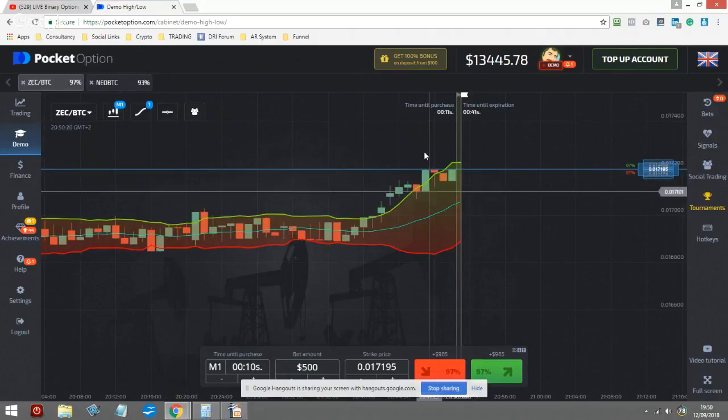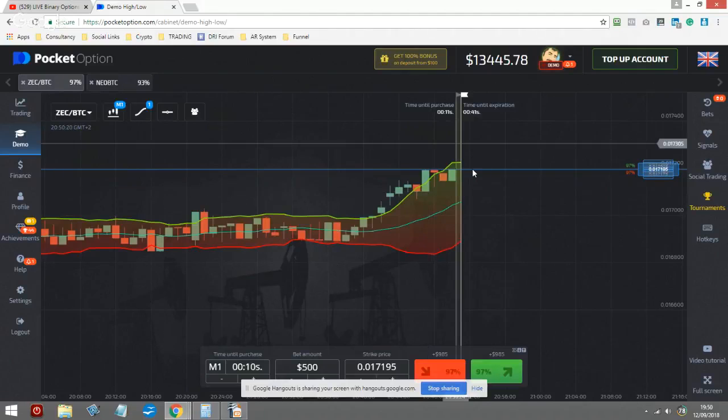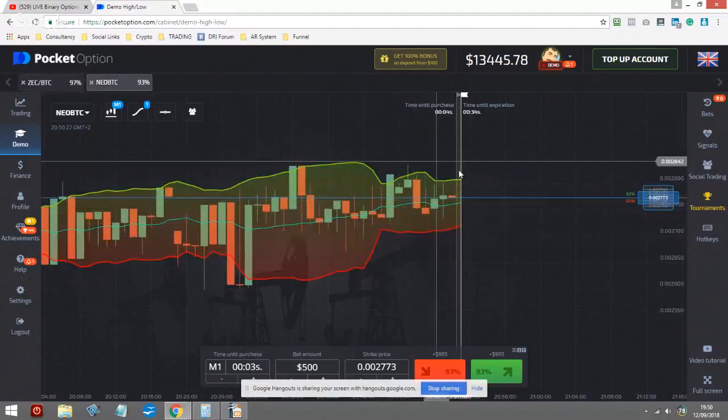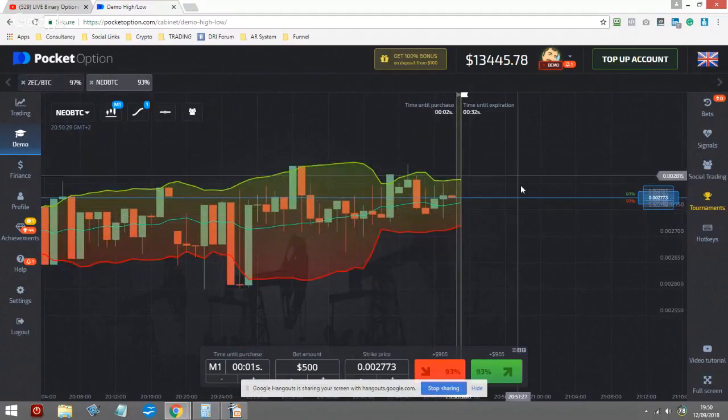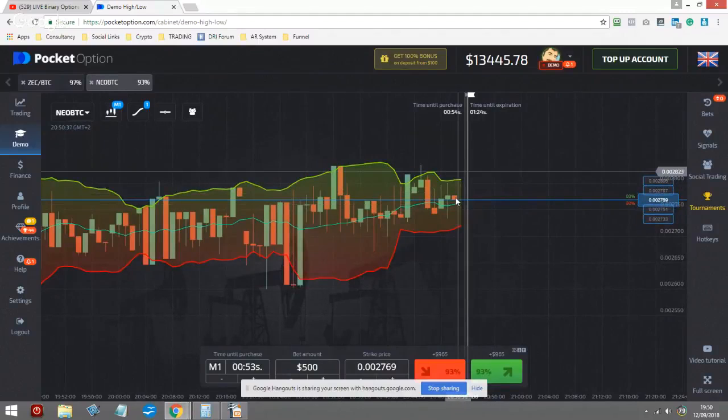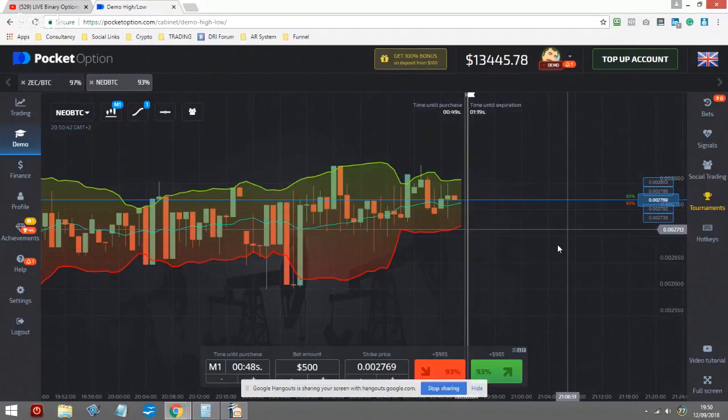Just go back to Neo BTC to have a look at that. Now you can see here that we look like we could be entering our little funnel, or tunnel, I should say, our little tunnel phase here. So if these candles could continue to get, you know, nice and long like this, then we could have quite a bit of fun with Neo and BTC. Let's go and have a quick look at ZEC.